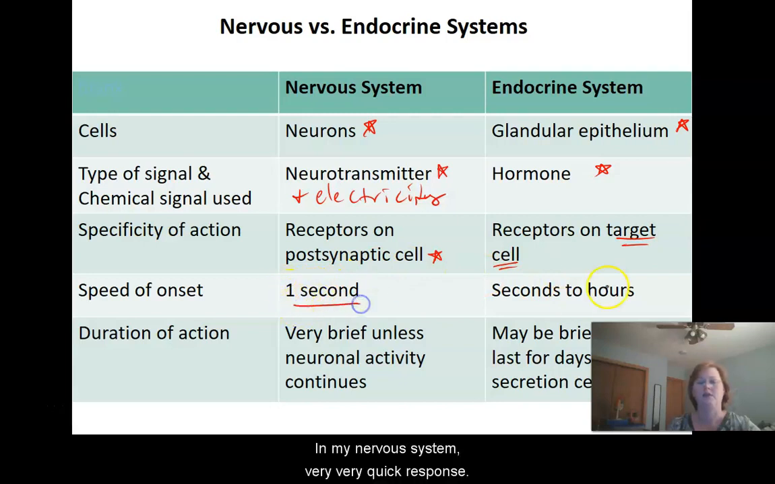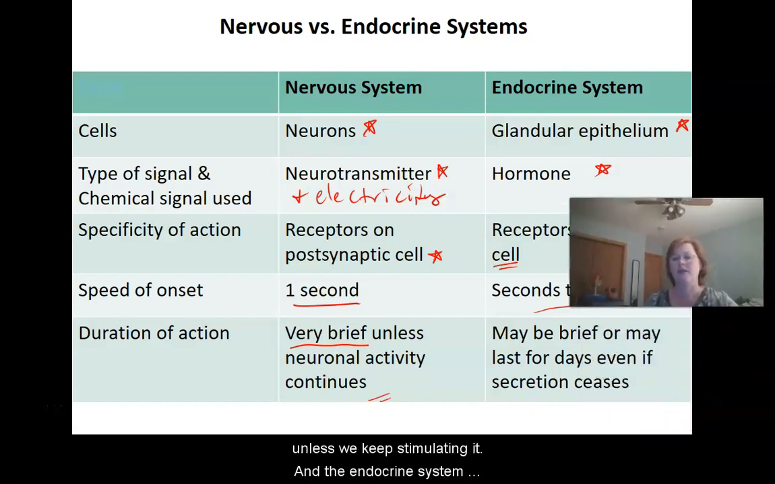In my nervous system, very, very quick response. Endocrine system could take hours and hours for it to really get a full response. Nervous system is very brief unless we keep stimulating it. And the endocrine system may be brief, but could potentially continue for days. So you should be able to write out a short answer description comparing and contrasting these two systems.